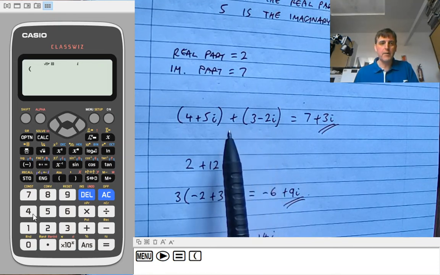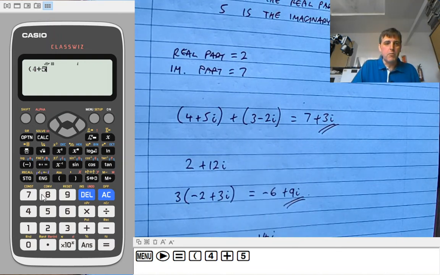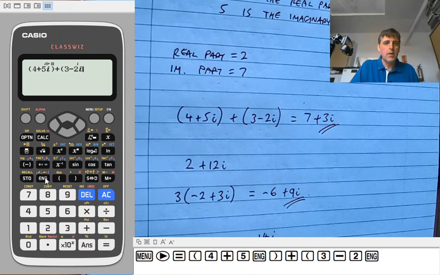So 4 plus 5i, so 4 plus 5, and the i button on the calculator is this one just here. If you're in complex number mode, hit that button which says ENG on it, and then you get the i. You can see on the display there you've got that. Let's just add that to the other number we want here, 3 minus 2i. I'll close the bracket for neatness, and then hit equals, and you can see there 7 plus 3i is the answer that we've got.